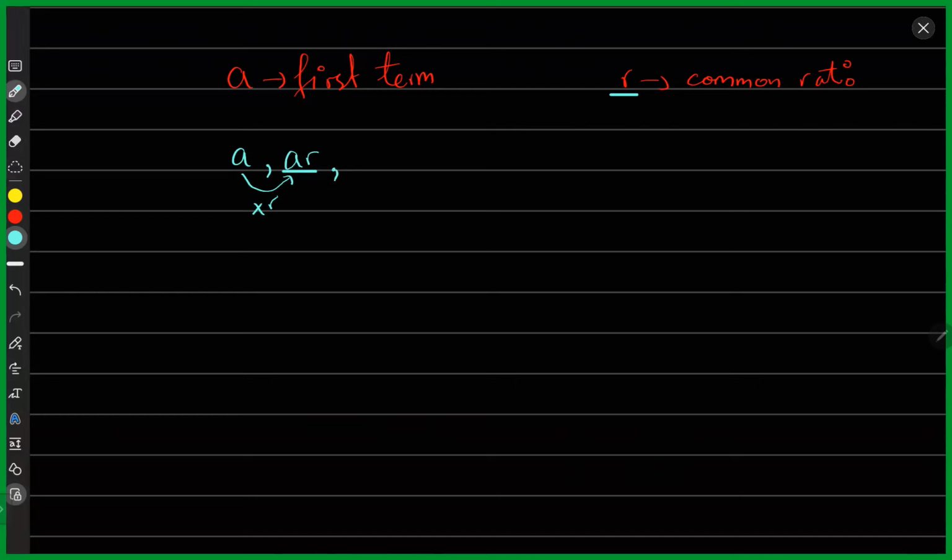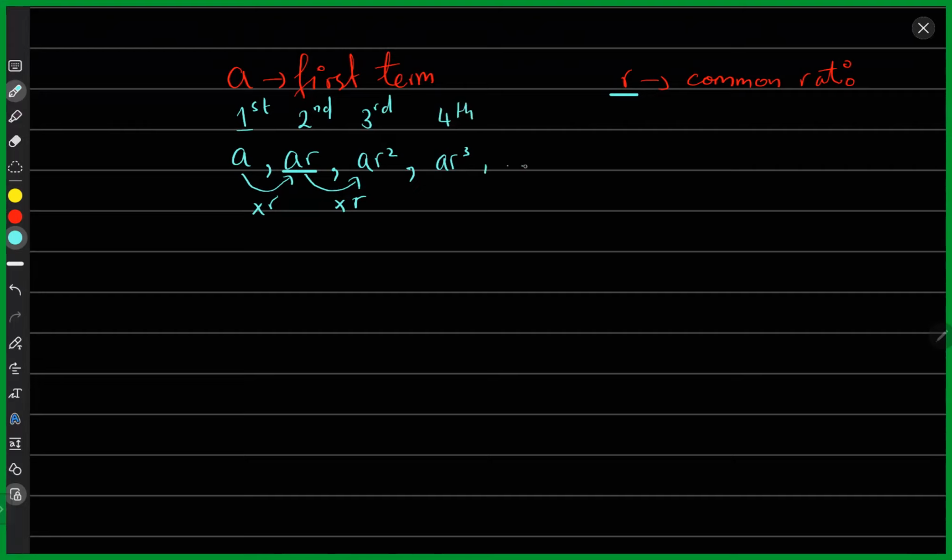Okay. In order to get the third number, what do I do? Again, I need to multiply the second one with R. So what would I get when I do AR multiplied by R? I would get AR squared. Similarly, for the fourth one, it would be AR cubed. So this was the first term. This is the second term. This is the third term. This is the fourth term.